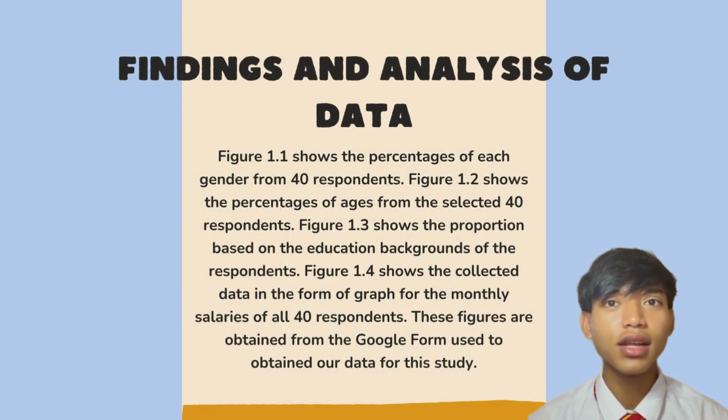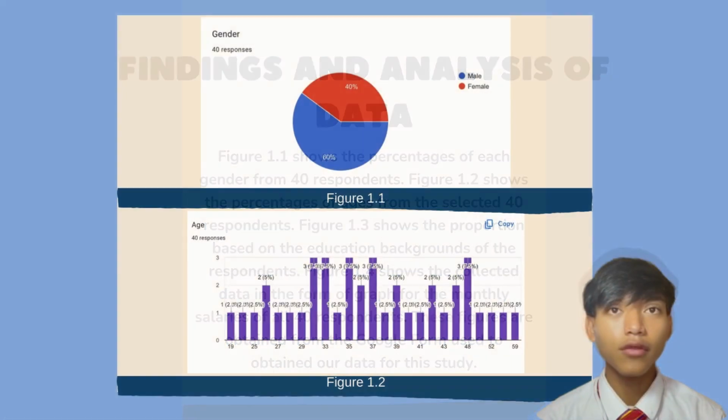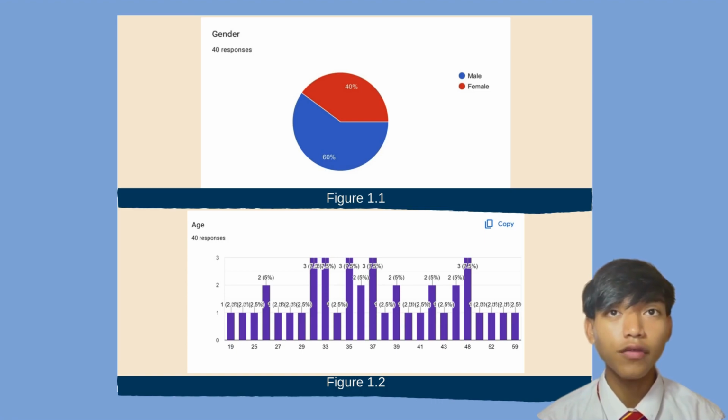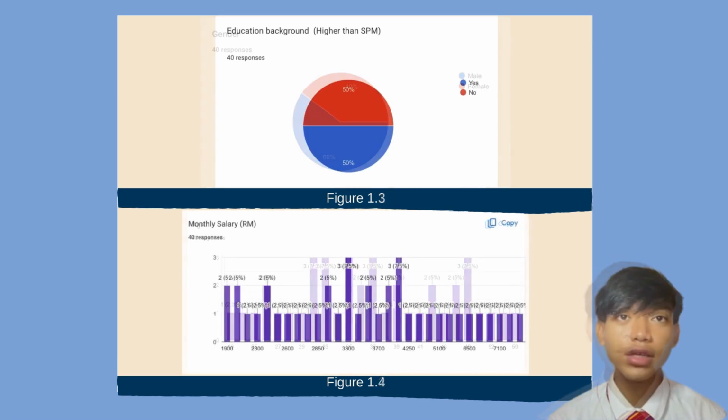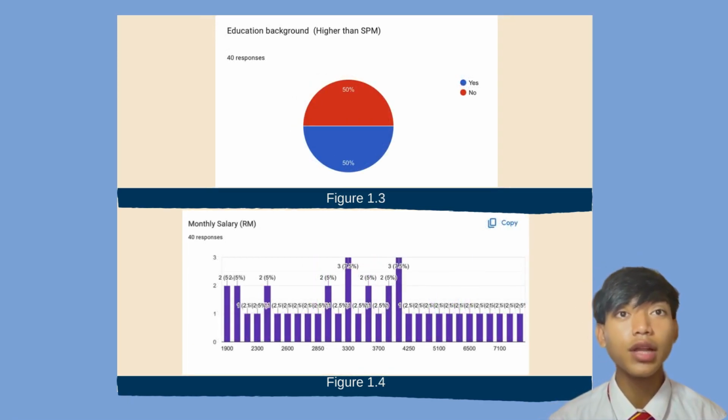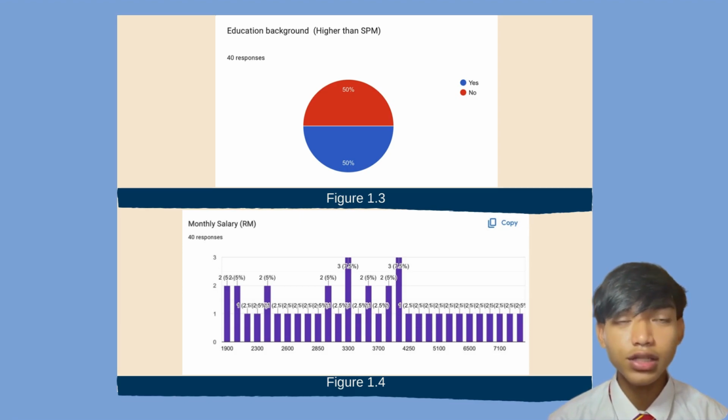Okay, for the findings and analysis of data. So, figure 1.1 shows the percentages of each gender from 40 respondents. Figure 1.2 shows the percentages of ages from the selected 40 respondents, and figure 1.3 shows the proportion based on the education backgrounds of respondents. The last figure, which is figure 1.4, shows the collected data in the form of graph for the monthly salaries of all 40 respondents. Each of these figures are obtained from the Google Form used to obtain our data for this study.